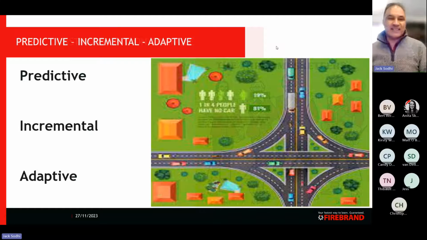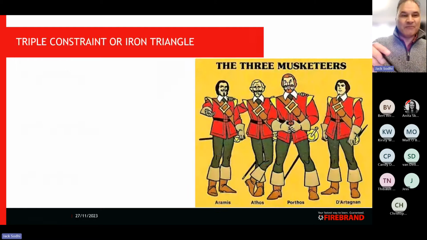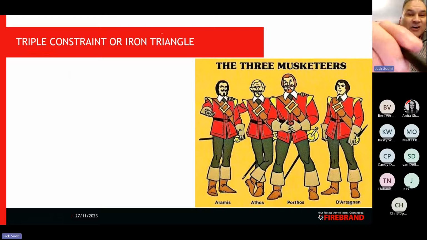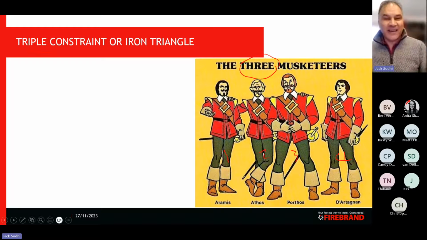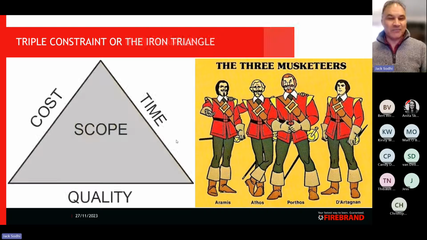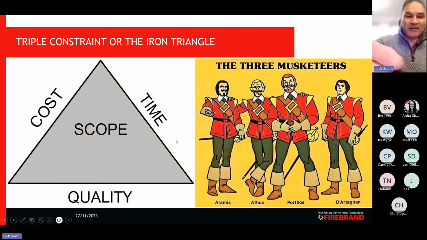Look at this, you can see the 3 musketeers. And in project management, there's something called the triple constraint and the iron triangle. But if you looked at the 3 musketeers here, how many are there? There's actually 4. There's 1, 2, 3, 4. There's 4 musketeers, but they call them 3. And it's the same with project management. They call it the triple constraint or the iron triangle, but there's actually 4.